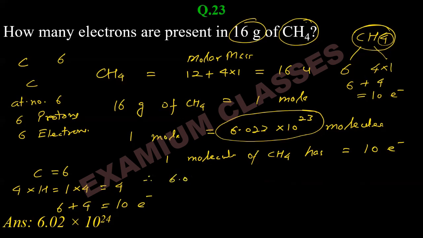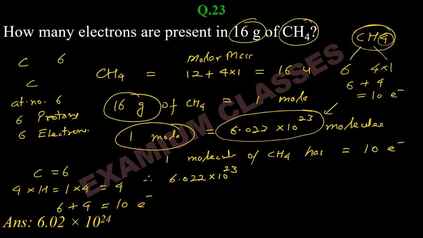Hence, 6.022 into 10 power 23 molecules. These many molecules you have because you have 1 mole. Why do you have 1 mole? Because you have 16 grams. 16 grams of methane will be equal to 1 mole because the molecular mass of methane is 16. It means 1 mole is equal to 16. Or you can say moles equals given mass upon molar mass, that is 1. From there you got 1 mole. That is, you have 1 mole of methane.